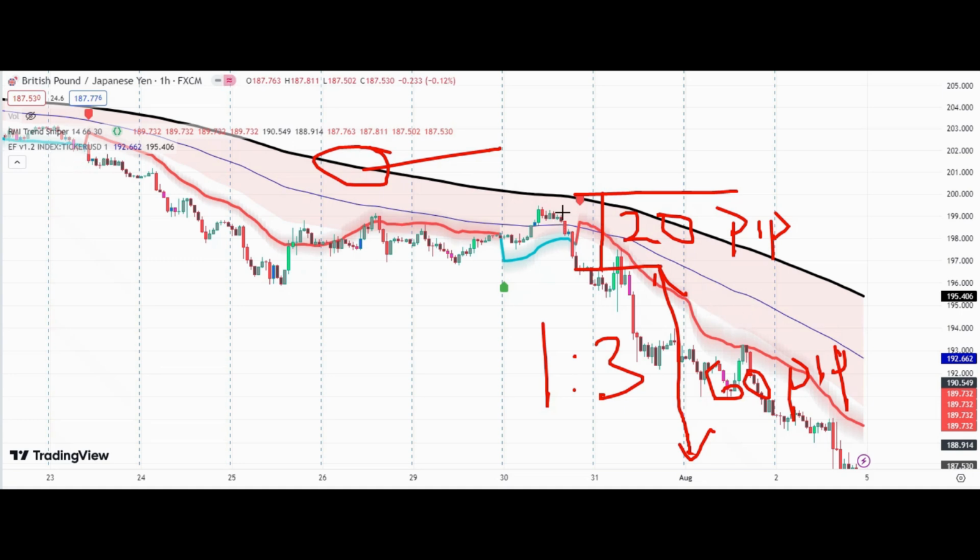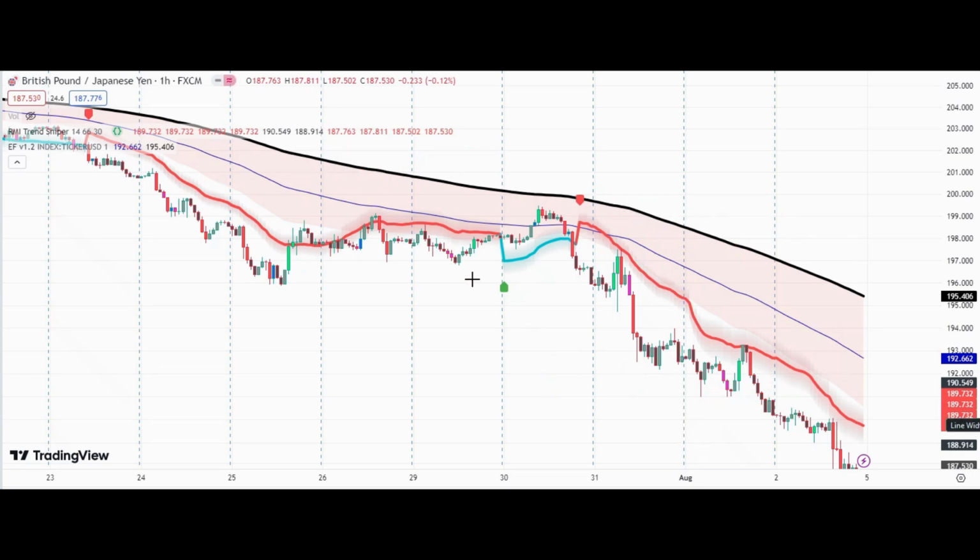So always ensure that you place your stop. Once you have your stop, your target should be 3 times your stop loss. So this is how you manage this trade. So let's just walk through to see.